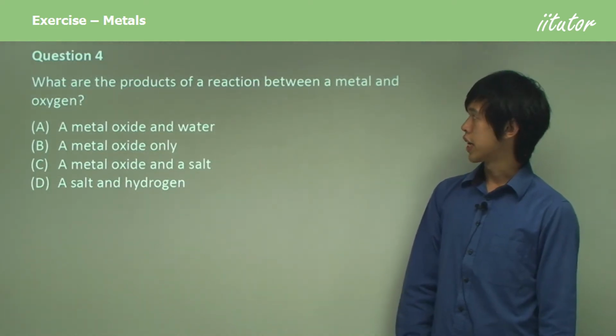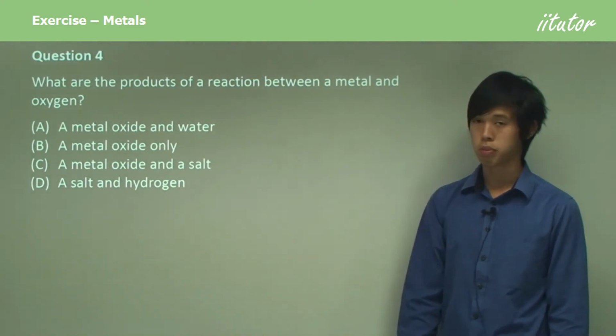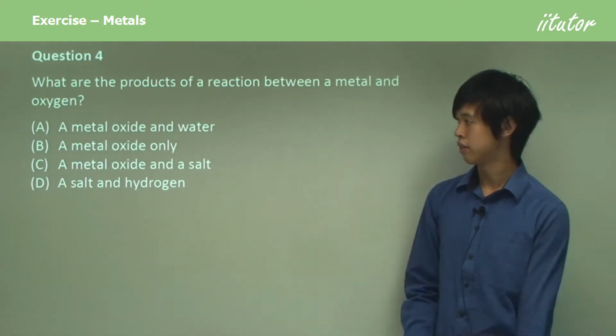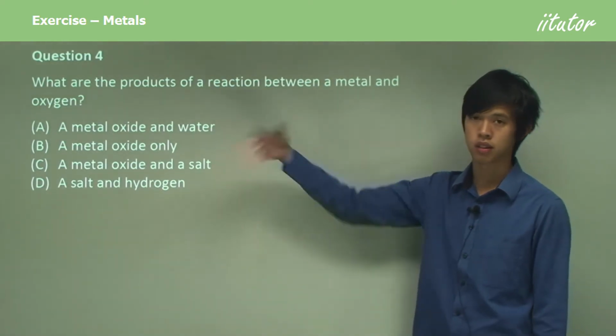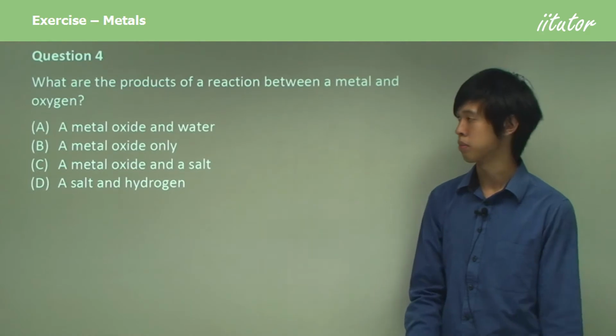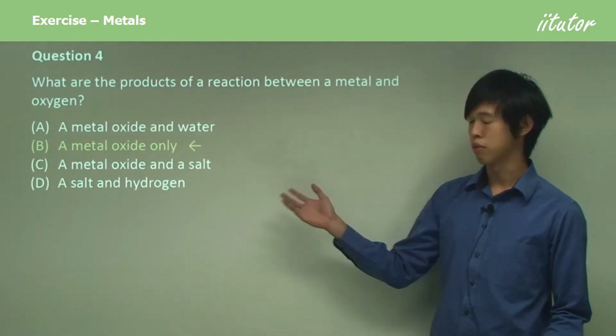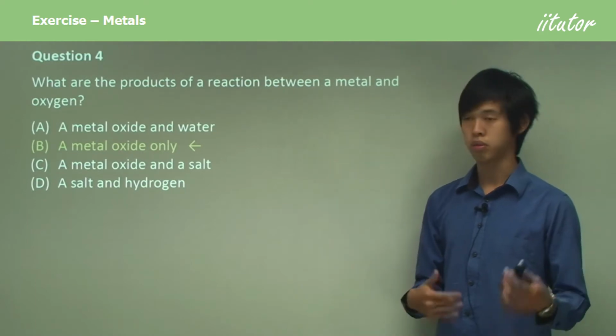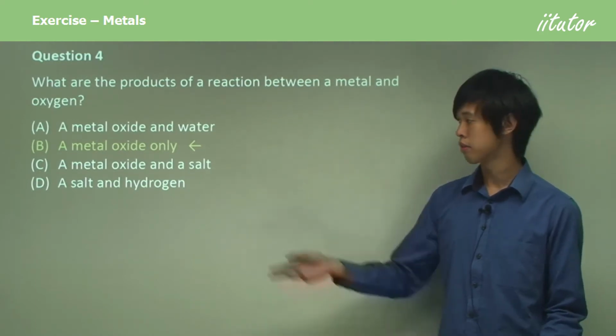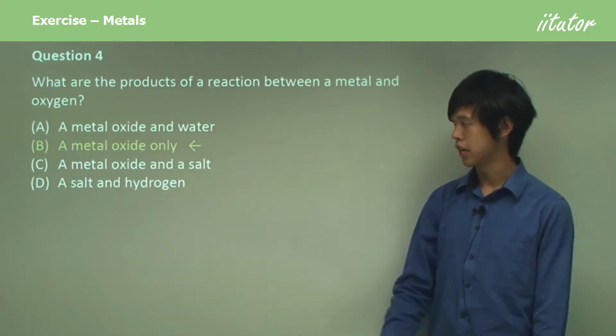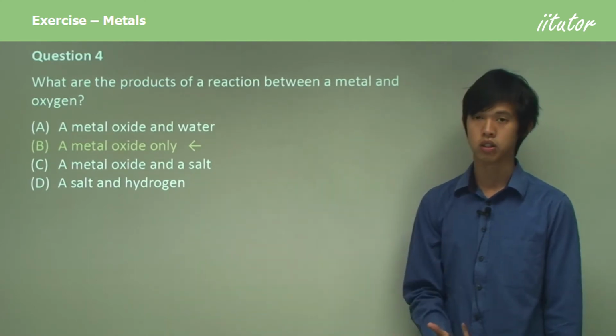What are the products of a reaction between a metal and oxygen? Well, basically a metal and oxygen together just form a metal oxide and nothing else, because there's nothing else to form. Okay? You can't form water because there's no hydrogen. You can't form a salt because, well, a metal oxide can be a salt, but you wouldn't form both. And you don't form hydrogen because there's no hydrogen around.